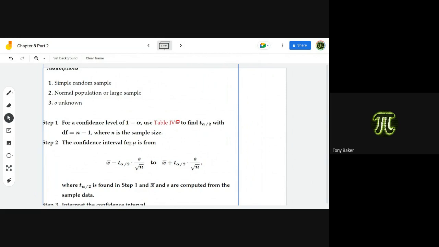My confidence interval, the only difference in this is it's t instead of z. And it's the standard deviation of the sample instead of the standard deviation of the population. So you'll notice that this formula looks almost the same, just with a couple of symbols changed. Okay. And then we could figure out our confidence interval for those.